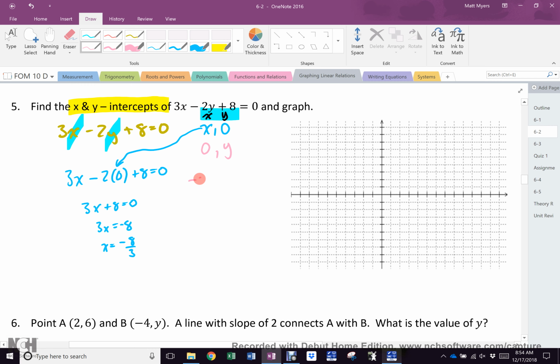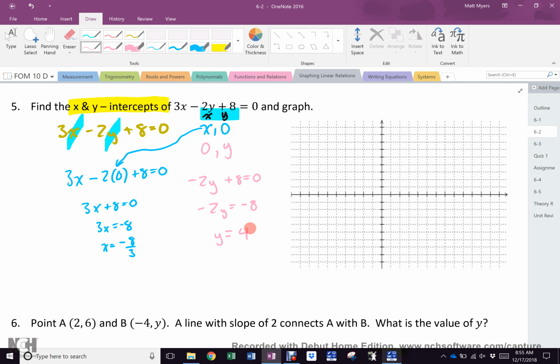The x. So negative 2y plus 8 equals 0. Negative 2y equals negative 8. Y equals what? Positive 4. Now I can start thinking about putting them on a graph.